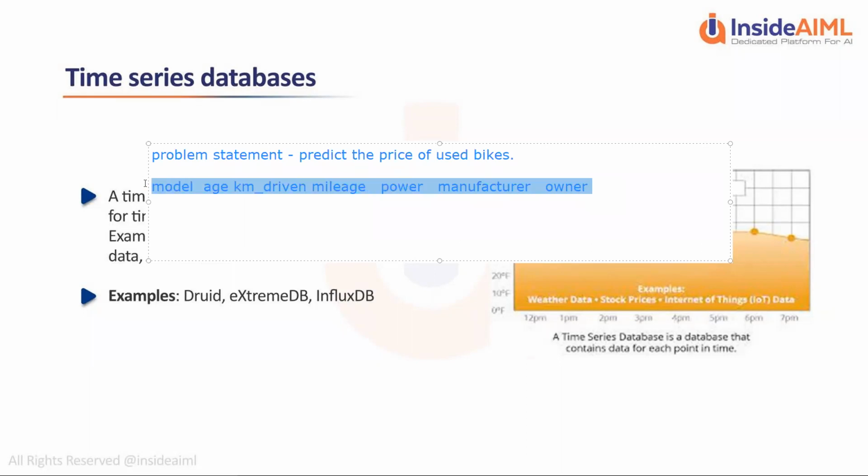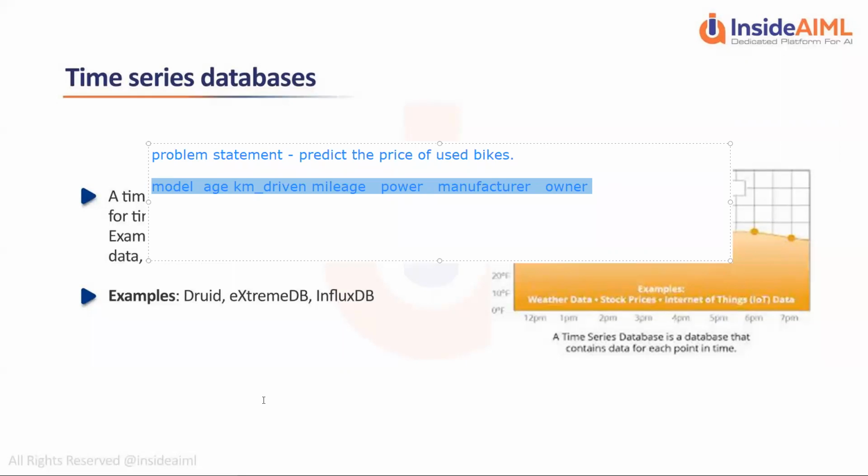The model, the age of the bike, the kilometers driven, the mileage, the power, manufacturer, owner, then the engine type. Also, you will require information about seat type. You will require information about the types of wheels that have been used, right? Count and the insurance of the bike, correct? And also there is a lot of other information that you will need. So defining a problem is the very first step.